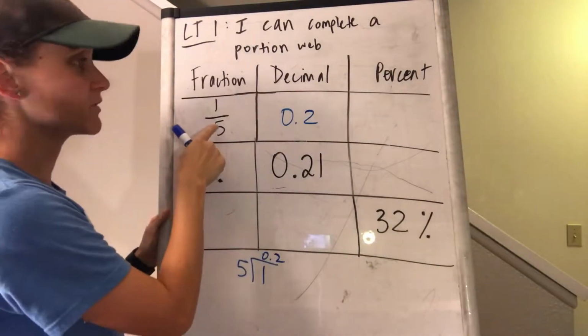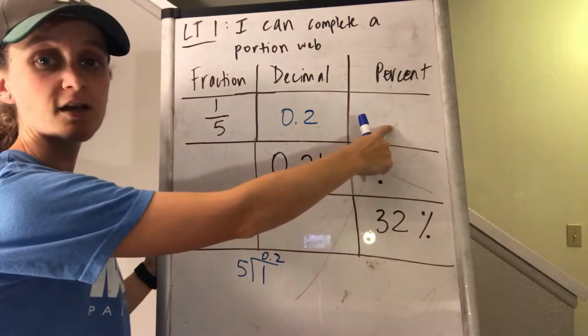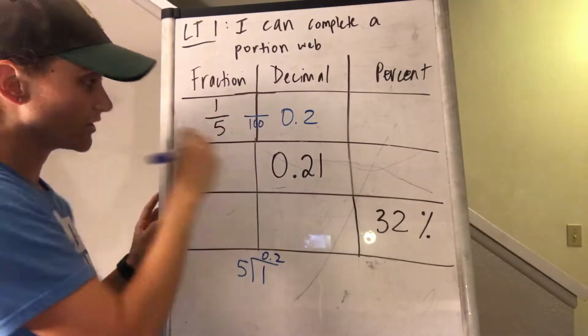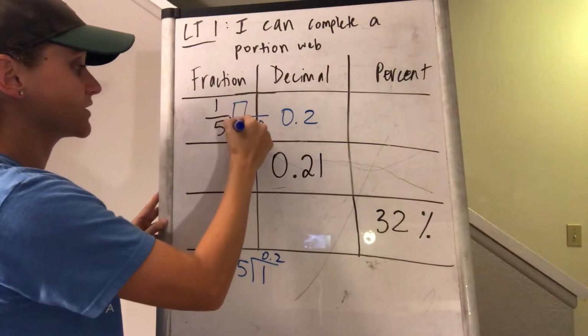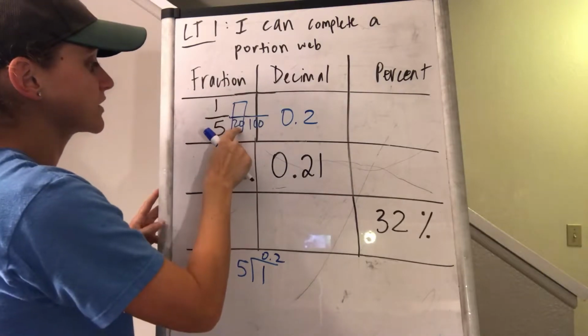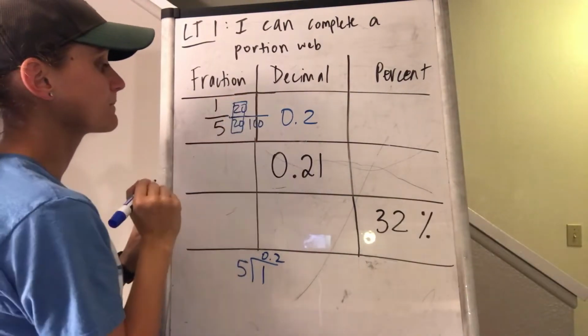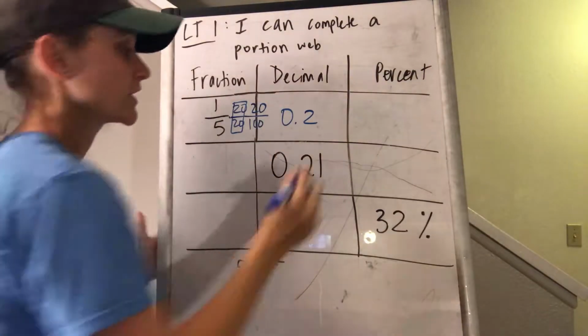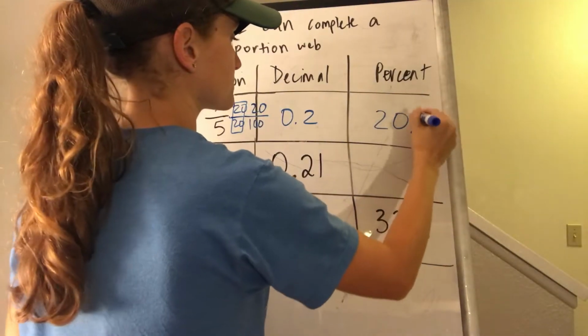Or if I want to go straight from a fraction to a percent, remember percents are always out of 100. So I could figure out that 5 times 20 is 100, and because we want to use our giant 1, if I do 20 on the bottom, I do 20 on top. So 1 times 20 is 20, and because it's 20 out of 100, that's going to be 20%.